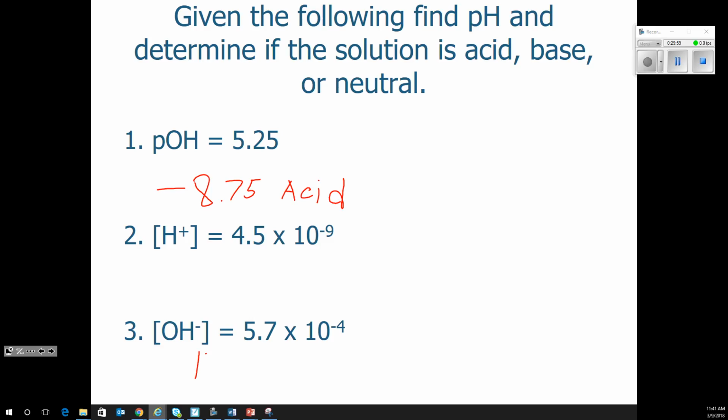Mine is the pH, so it would be minus log. Minus log of that, and that'll give you the pH. And it should be close to 9, which it is. So you're good. And that would be what? Acid or base? Base. So go ahead and put that up.